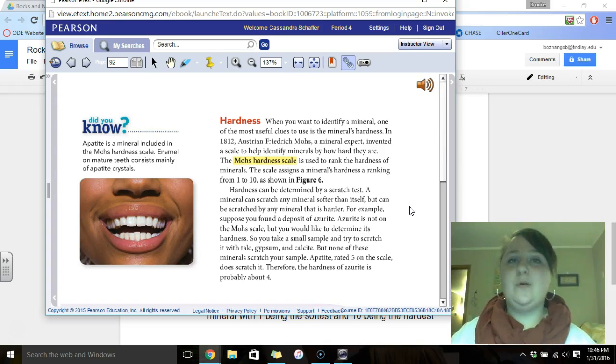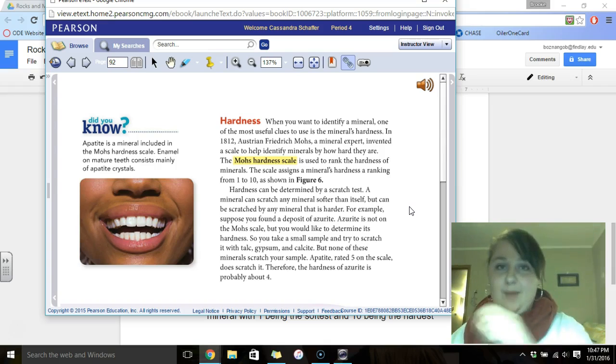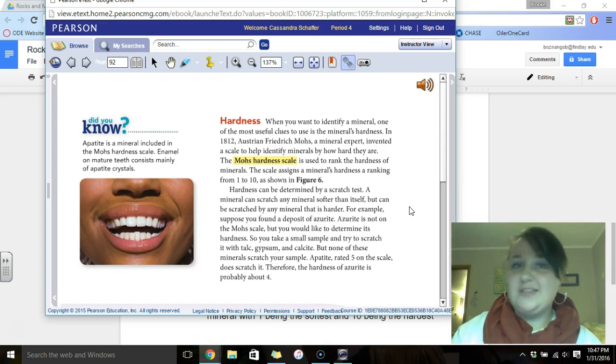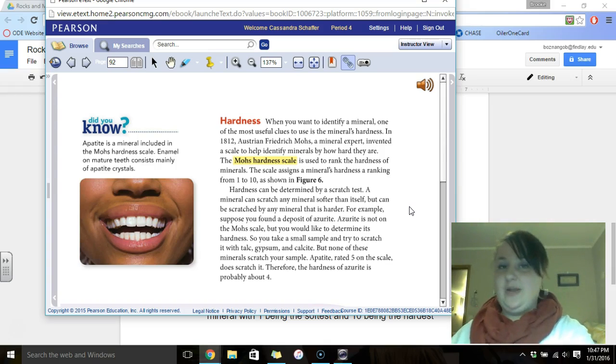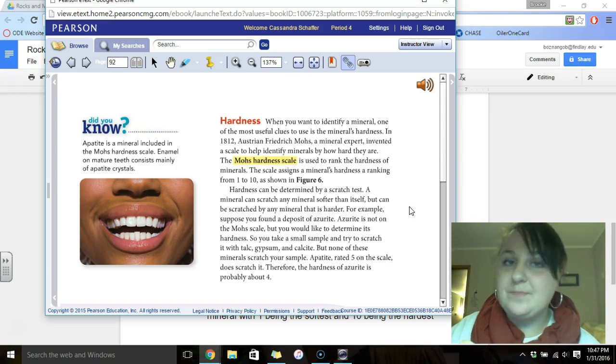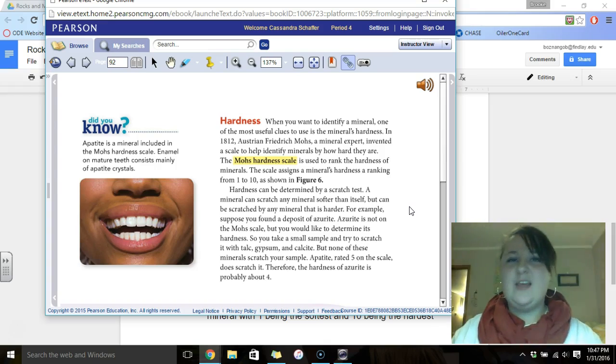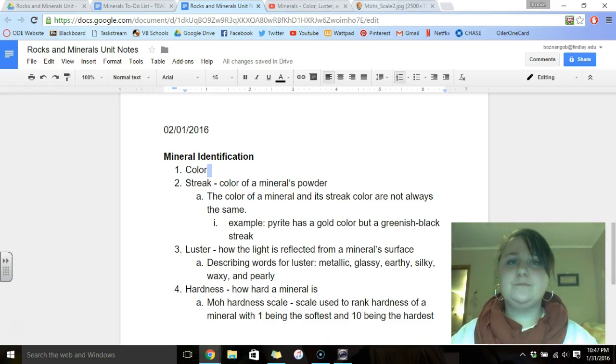So in that example, they're explaining to us that in the Mohs hardness scale, if you have a mineral, take for example this one, azurite. Anything softer than azurite will be scratched by it. Well, it won't scratch azurite, it will be scratched by azurite. But anything that's harder than azurite will scratch it. That sounds kind of confusing, but I'm going to help you out a little bit here.